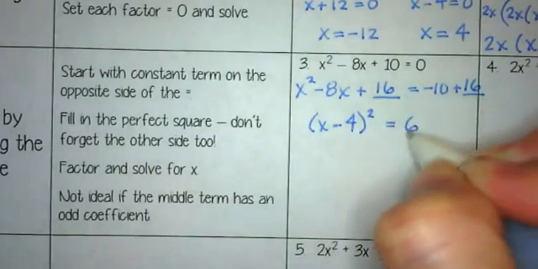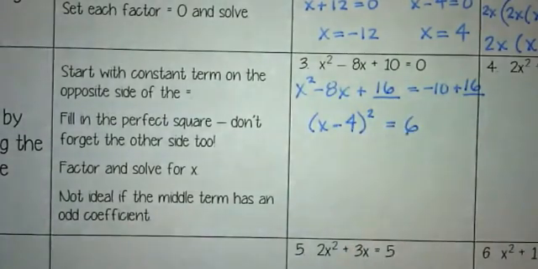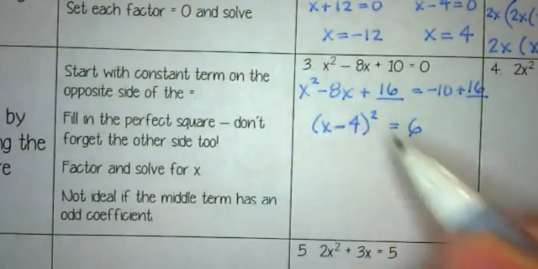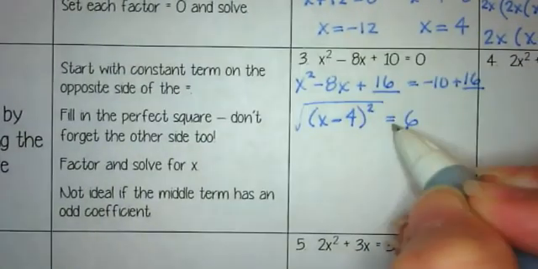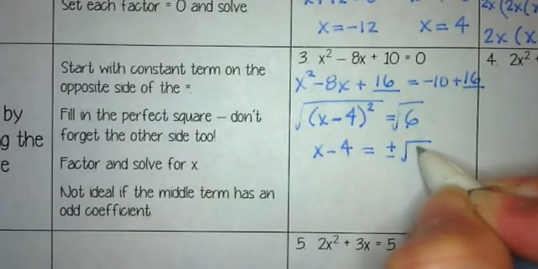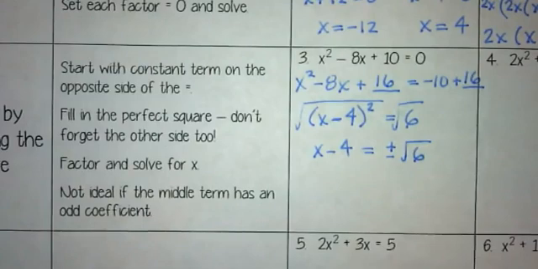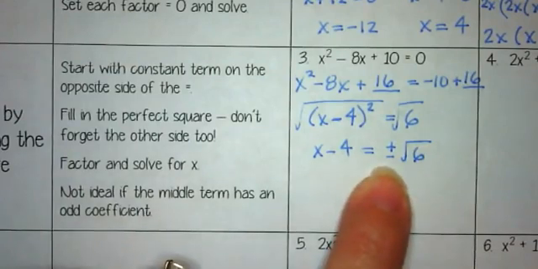And over here, this equals 6. So now I want to solve for x. So I'm going to take the square root of both sides. So the square root of x minus 4 squared is going to be x minus 4. And whenever we take the square root, remember there's always the possibility of a positive or negative. And this is also where we're going to get our two solutions from, because we should get two answers.